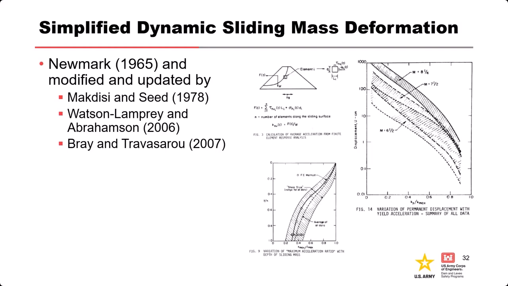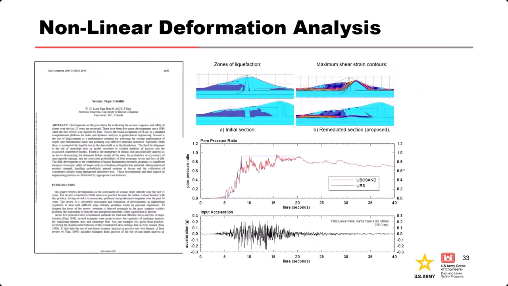You can also use Newmark, and some folks may have some experience using Newmark. All I'm going to say about that at this point is that you cannot use that again if you trigger. If you have strength loss in your materials, these methodologies are not appropriate for use in estimating deformations. And so what we're pretty much left with at that point, for the most part, is doing something like a nonlinear deformation analysis. You can use different finite element programs.